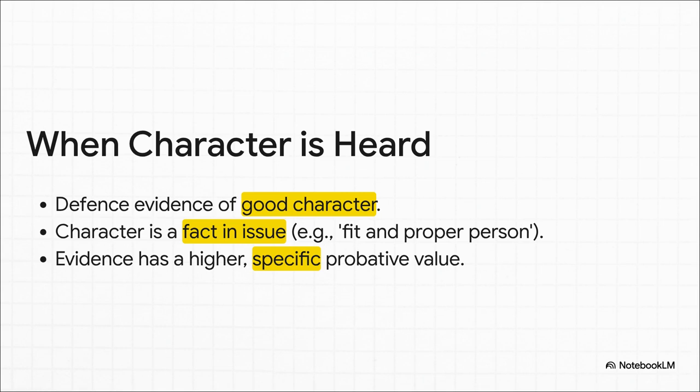But the biggest crack, the one we're really going to focus on, is that last point. Evidence that gets a free pass because it does more than just show a tendency. It's considered to be outside the exclusionary rule altogether.